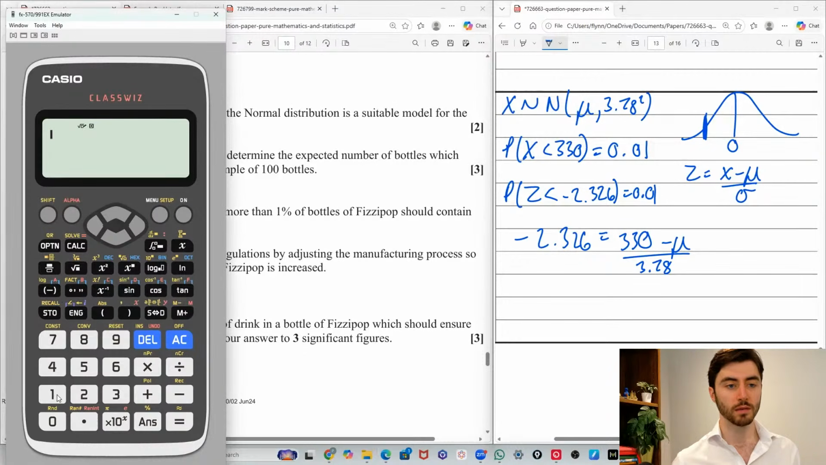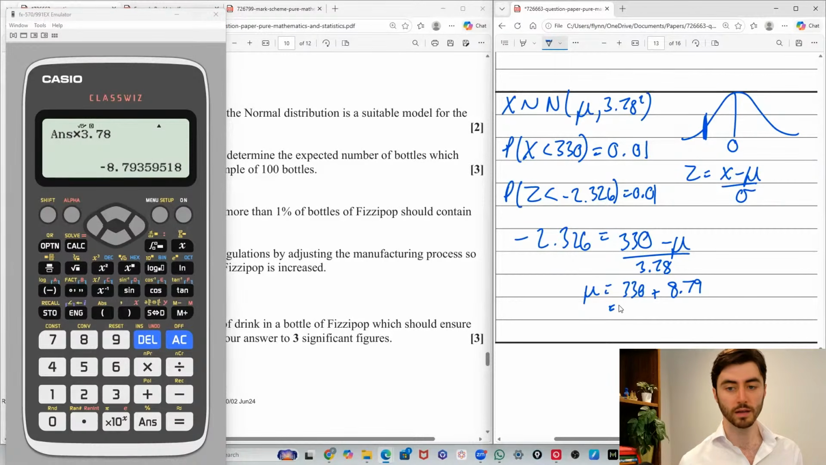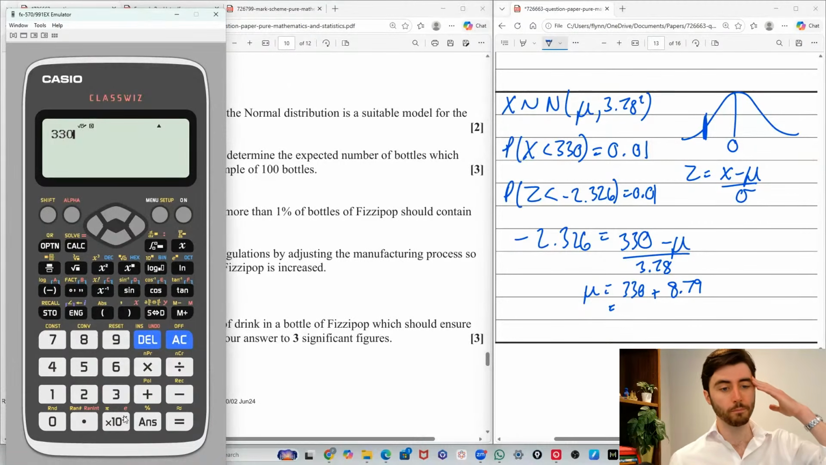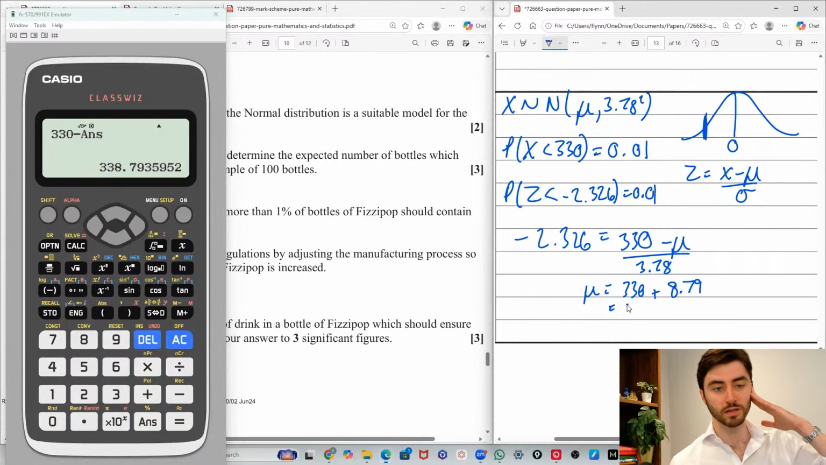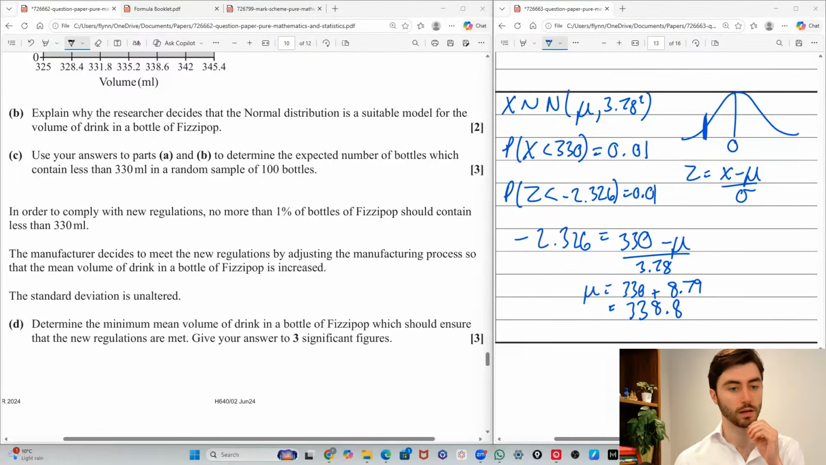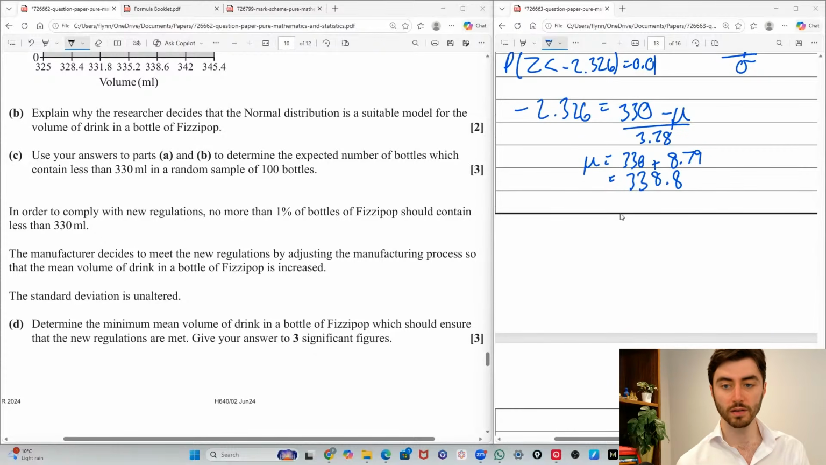And then if I go back into number mode, that thing times 3.78 is that, which means that mu equals 330 plus 8.79, because I'm adding the mu across and I'm adding this guy across, or subtracting this value across. So it's 338.8. I'll call that. Oh, and it says 3 significant figures, so 339 to 3 significant figures. Okay.